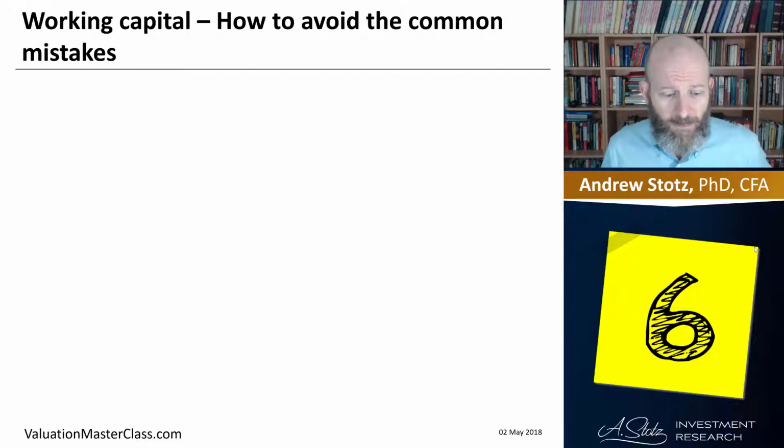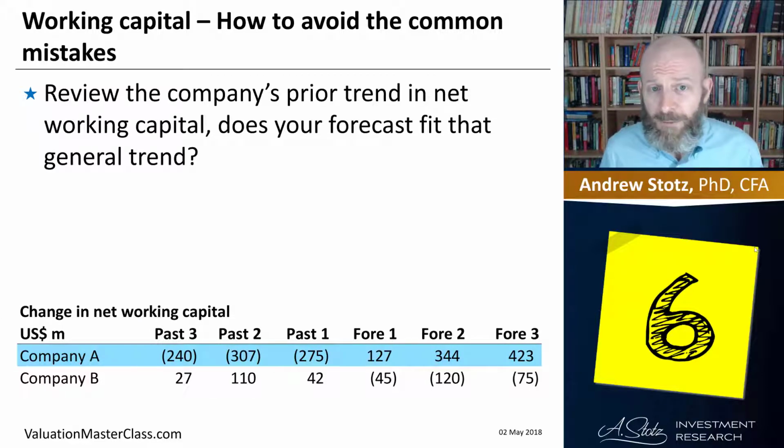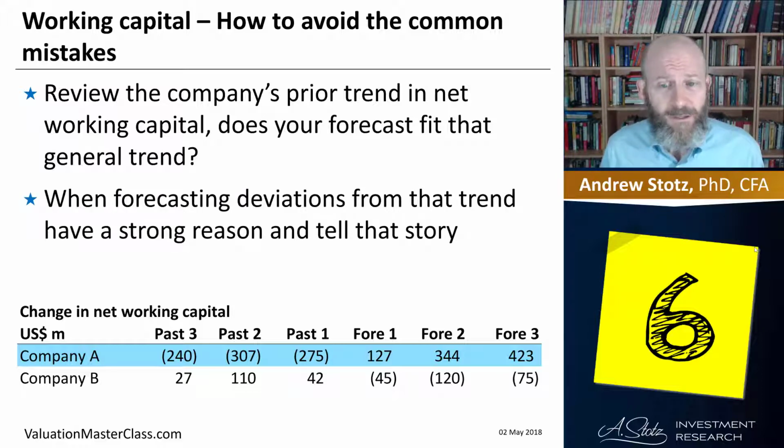So how to avoid the common mistakes? Well, review the company's prior trend in net working capital. Does your forecast fit that general trend? Like look at company A. It's got negative, negative, negative for the 3 past years. And then would a forecast of positive, positive, positive make sense? Unlikely. And there's company B with a positive, positive, positive. Would a negative, negative, negative make sense? Probably unlikely. So when forecasting deviations from that trend, have a strong reason and tell that story. Nothing wrong with having a change or a difference from the past. What a great opportunity to tell the story that you're seeing.